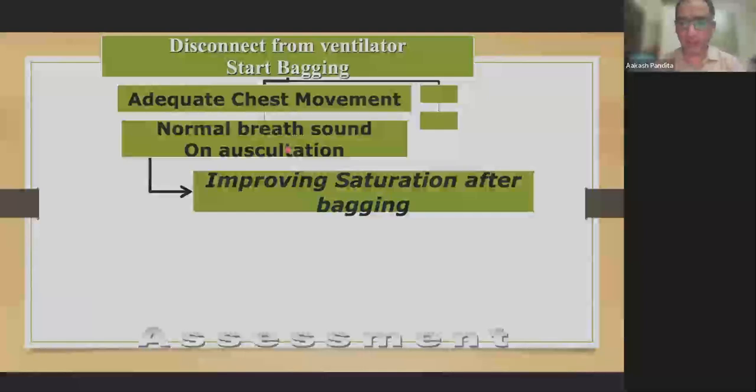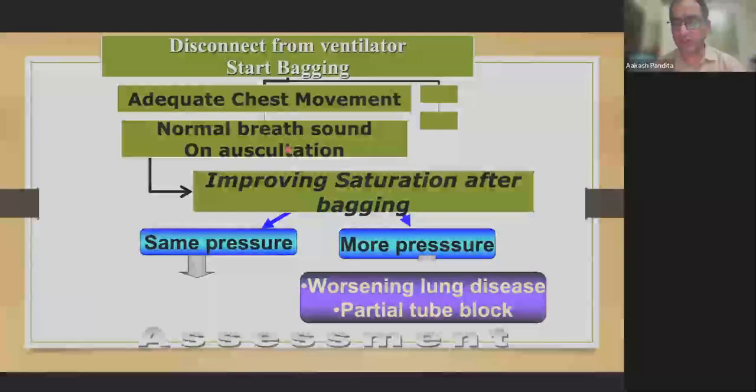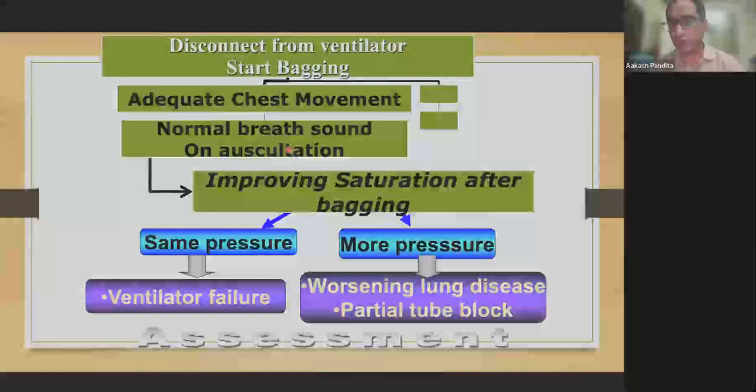On the other hand, if we are doing bagging and the patient is improving with the bag, if he's improving with the same pressures, that is, we do not have to give high pressures, that means the ventilator is not generating enough pressures because of the leak, because of a defect in the circuit, or because of a defect in the ventilator per se. In that case, we have to change the ventilator.